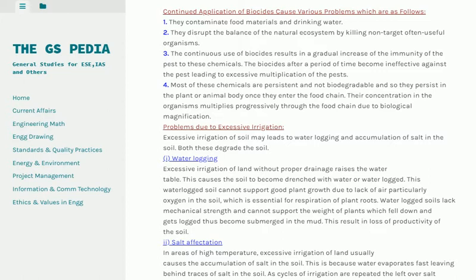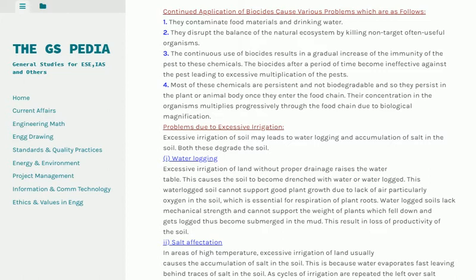Waterlogging. Excessive irrigation of land without proper drainage raises the water table. This causes the soil to become drenched with water, or waterlogged. This waterlogged soil cannot support good plant growth due to lack of air, particularly oxygen in the soil, which is essential for respiration of plant roots. Waterlogged soils lack mechanical strength and cannot support the weight of plants, which fall down and get slogged, thus becoming submerged in the mud. This results in loss of productivity of the soil.